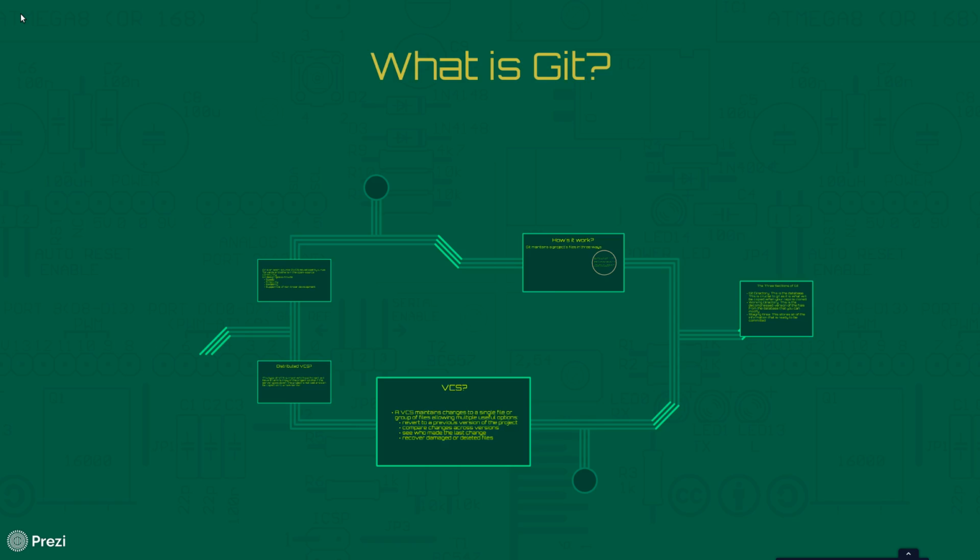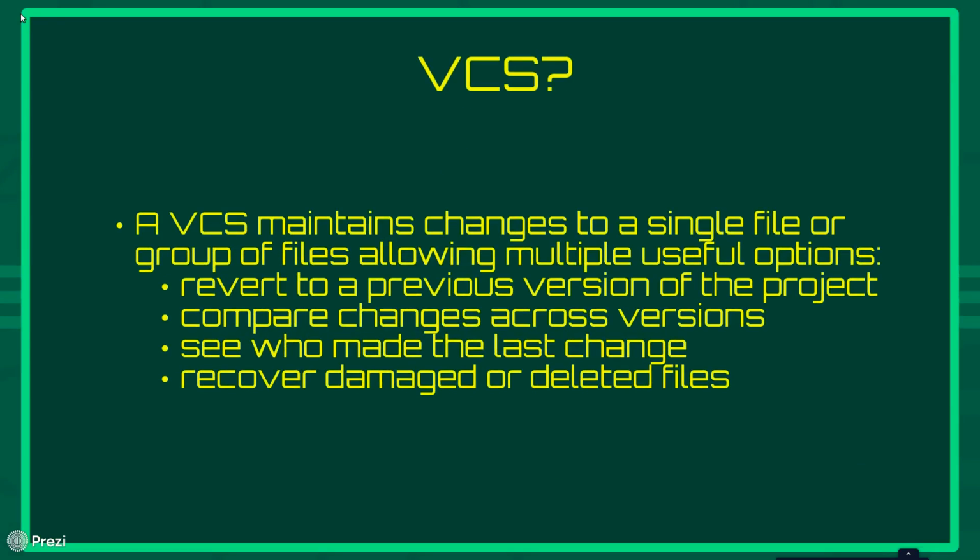First thing you need to know is what a VCS is. A VCS stands for Version Control System. It's just a system that maintains changes to a single file or group of files, allowing multiple useful options. These options include reverting to a previous version of the project, comparing changes across the versions, seeing who made the last change, so this incorporates group work, teamwork in development, and you can also recover damaged or deleted files.